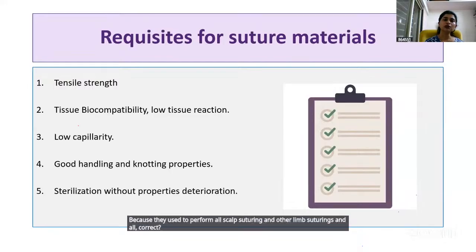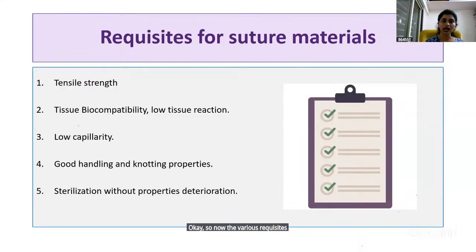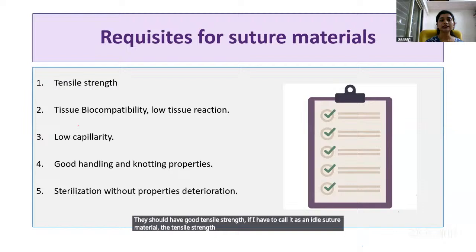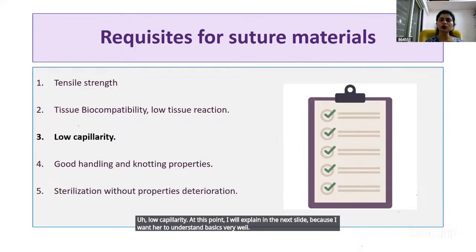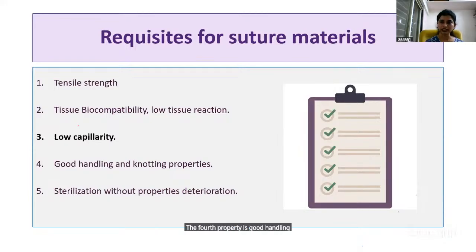Okay. So now the various requisites for a suture material are, they should have good tensile strength. If I have to call it an ideal suture material, the tensile strength should be good, right? Second is tissue biocompatibility. The tissue reaction should be less, correct? Low capillarity. This point I will explain in the next slide because I want you to understand basics very well. The fourth property is good handling and knotting properties. Okay, a suture should have a good handling and knotting property.